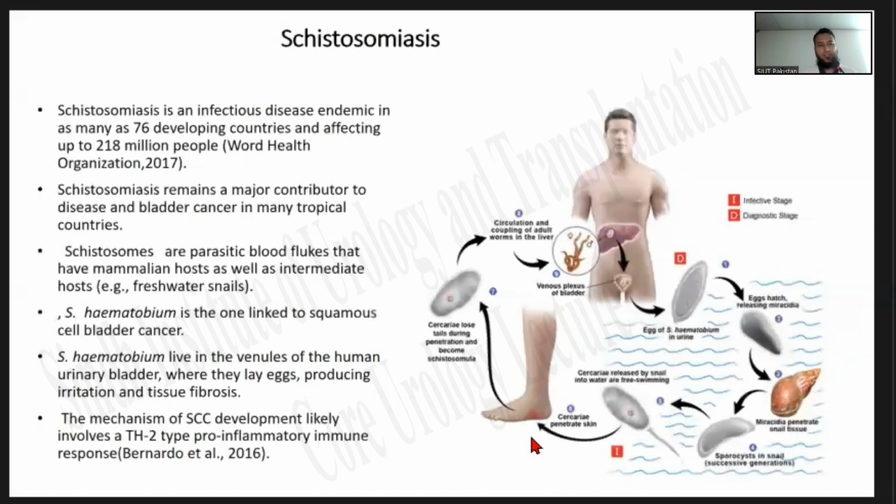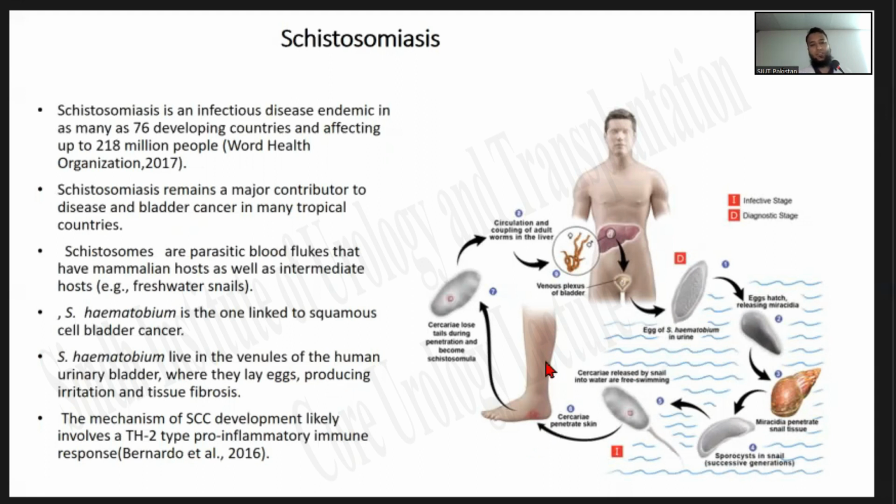Here, the infection of schistosomiasis, and we divide it into 5 species: Schistosoma japonicum, Schistosoma haematobium, Schistosoma mansoni, Schistosoma mekongi, and Schistosoma intercalatum. But Schistosoma haematobium is the one causing bladder cancer.